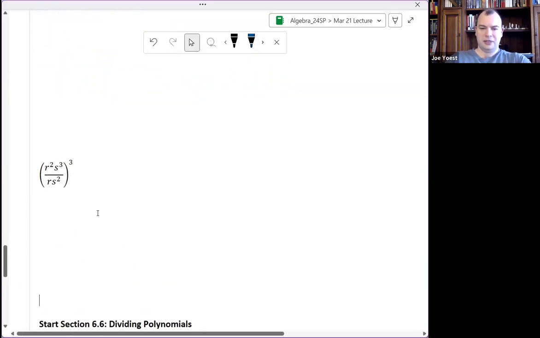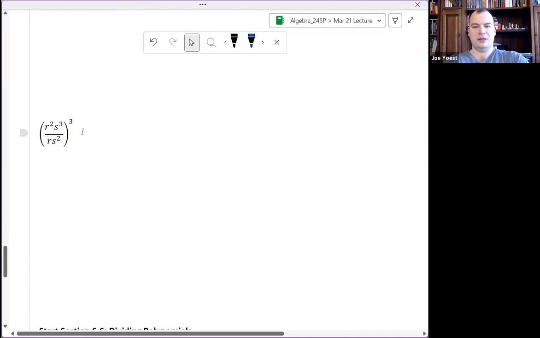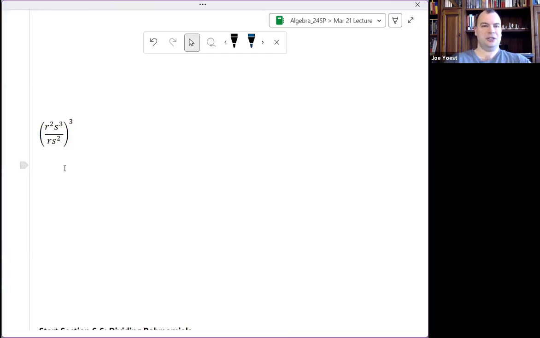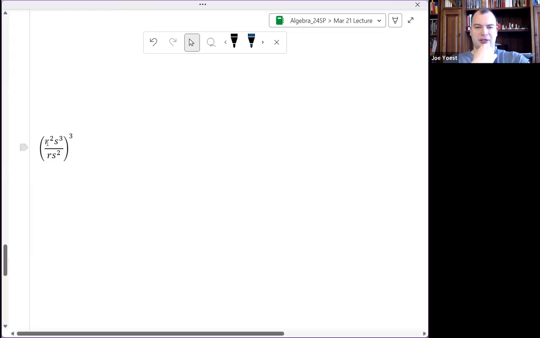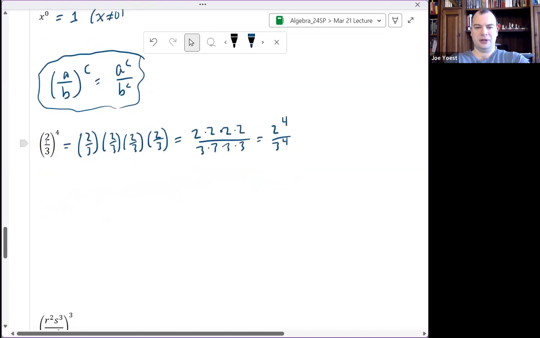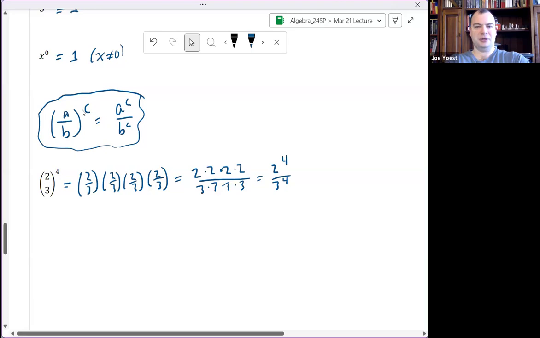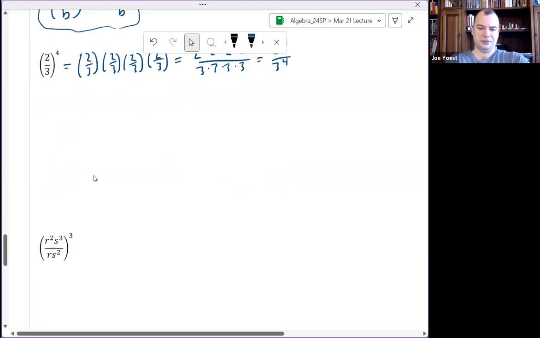And then let's come down and look at this example. So again, this is an example where we're combining a couple of different properties. That makes it a little more challenging. We just have to be careful to use our properties correctly. Now, I suppose I could, if I wanted to, apply this property first and, in a sense, distribute the exponent into the quotient.